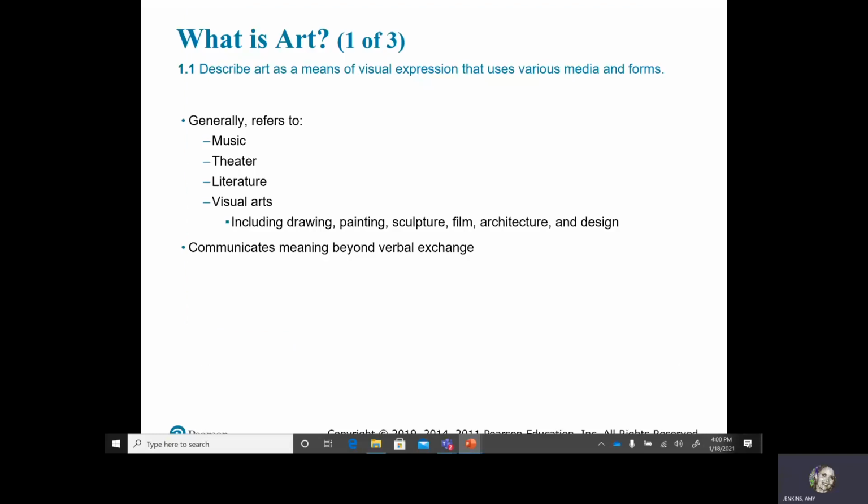1.1, describe art as a means of visual expression that uses various media and forms. Generally, art refers to music, theater, literature, and visual arts. Visual arts includes drawing, painting, sculpture, film, architecture, design, and it communicates meaning beyond verbal exchange.